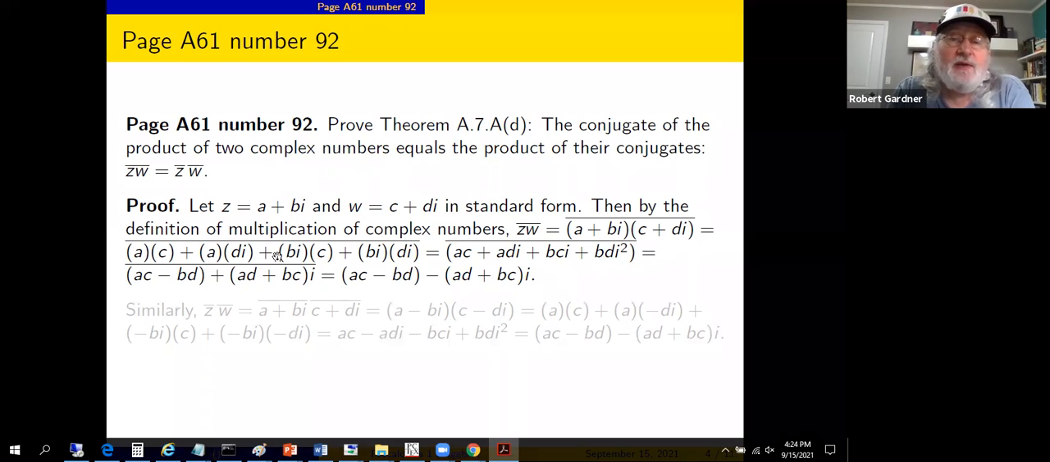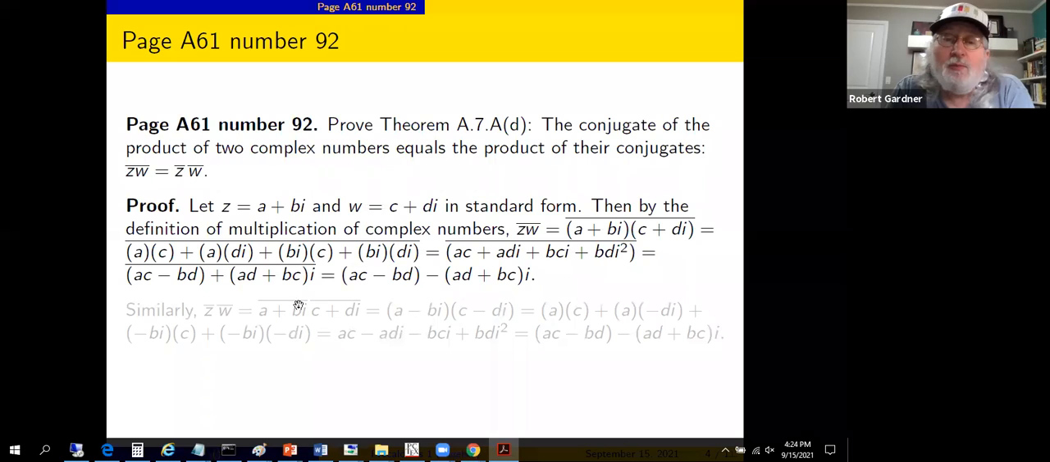Do your FOIL thing, produces this. Trust me on that. You're just distributing and doing FOIL, and it produces this quantity here. We get an i squared from this last term. So all we've done from here to here is collect the two i's together and drop some of the parentheses. This is exactly what we have in the previous statement. This i squared, of course, produces a -1. We'll have ac minus bd.